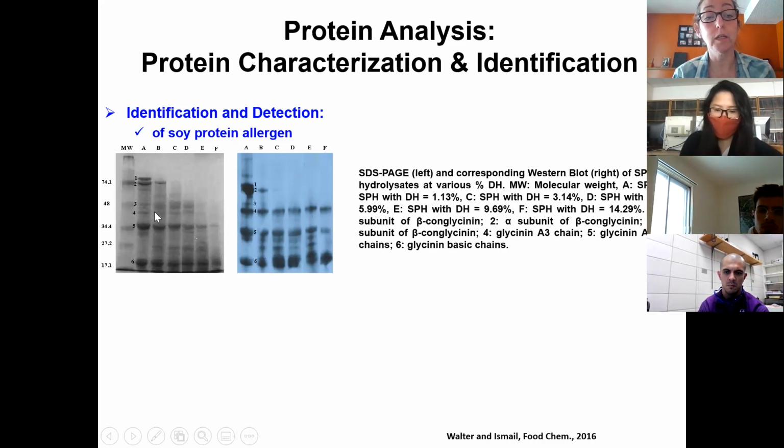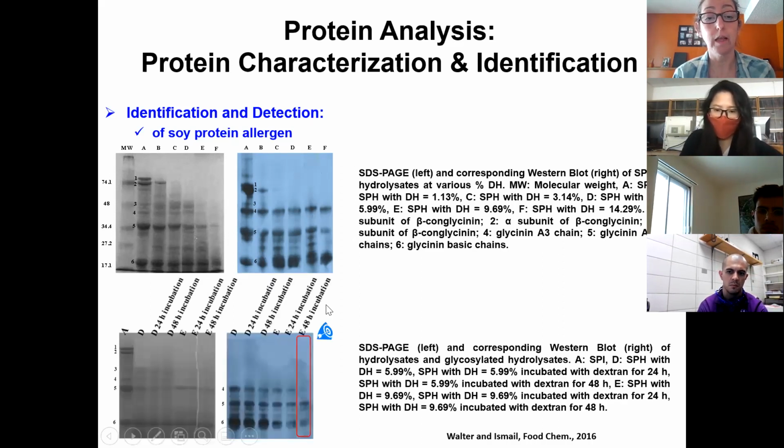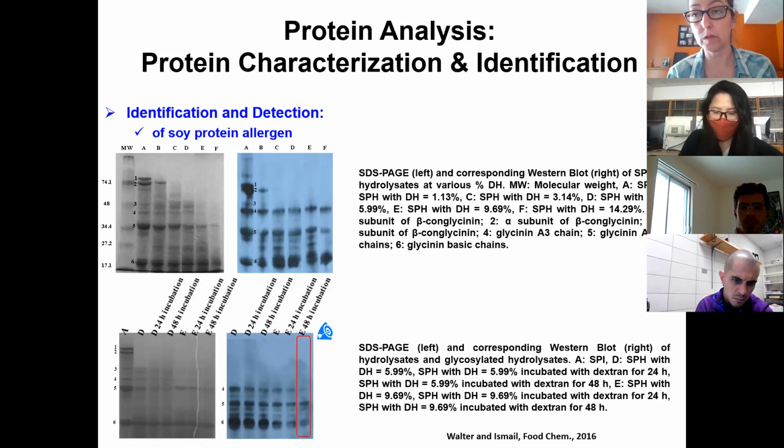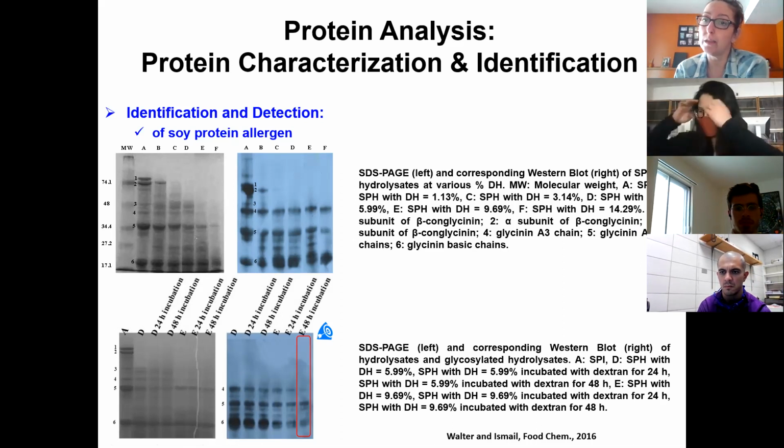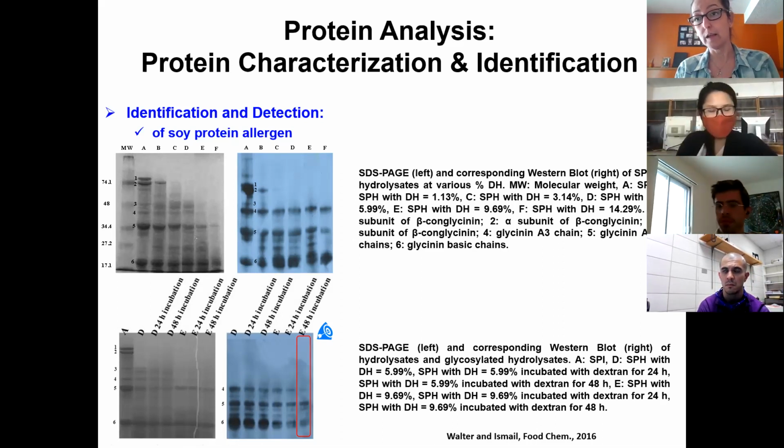So basically we were treating the protein by hydrolysis, and then we were treating the hydrolysate by glycating it, adding a sugar to it to see if we can even reduce the immunoreactivity. And we were able to see that certain treatment resulted in a much reduced immunoreactivity compared to the original protein. So when we're doing just screening, that's a very good method, quick, and gives us information about changes in the protein that might have caused a change in immunoreactivity.